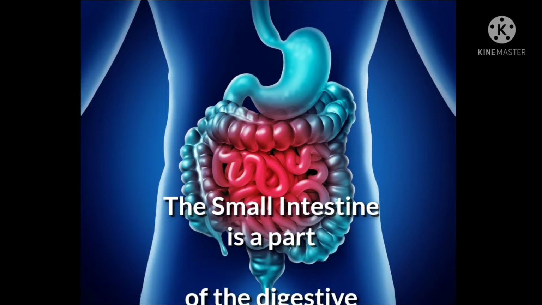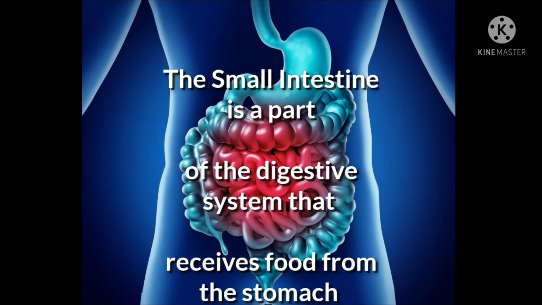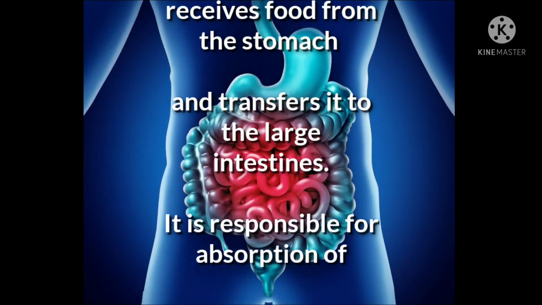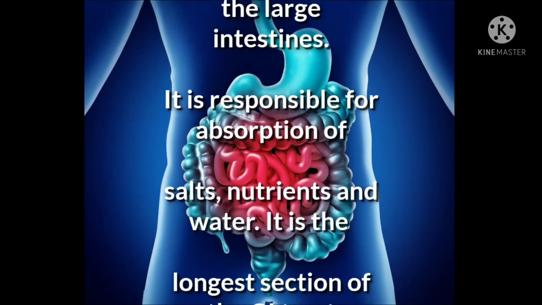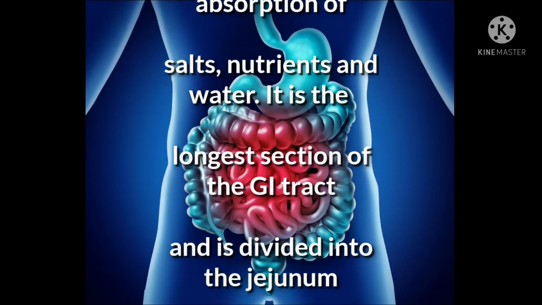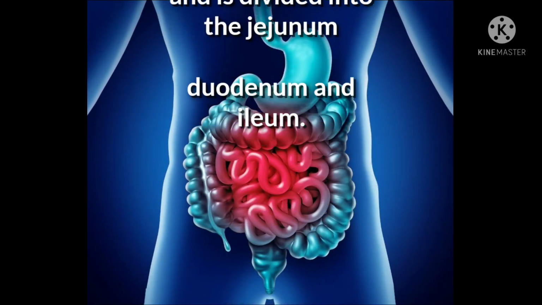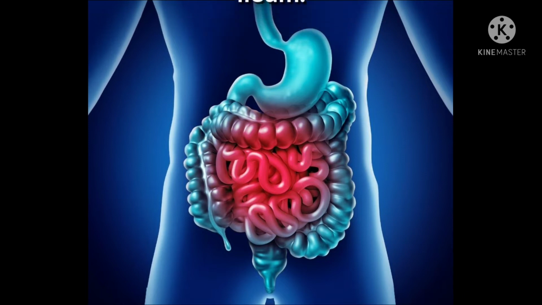The small intestine is a part of the digestive system that receives food from the stomach and transfers it to the large intestine. It is responsible for absorption of salts, nutrients, and water. It is the longest section of the GI tract and is divided into the jejunum, duodenum, and ileum.